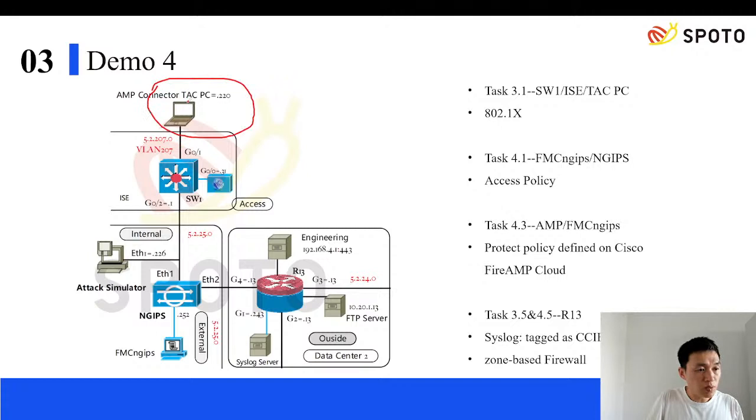First, this PC needs to get authenticated and authorized from ISE. And finally, it needs to access the engineering server, and the traffic goes through NGIPS.